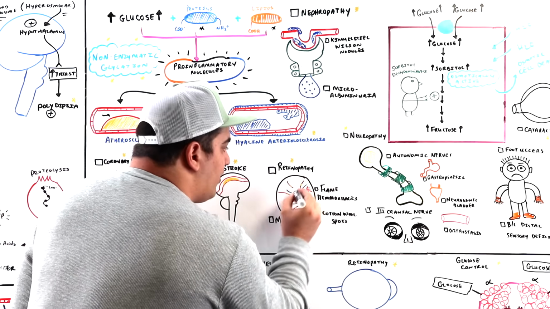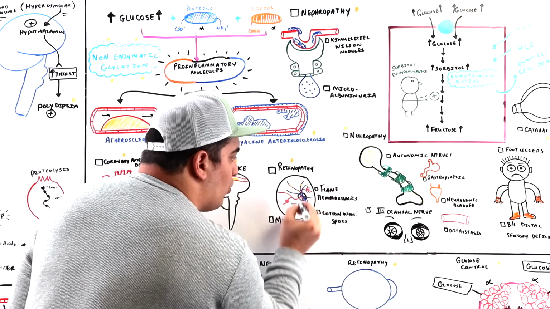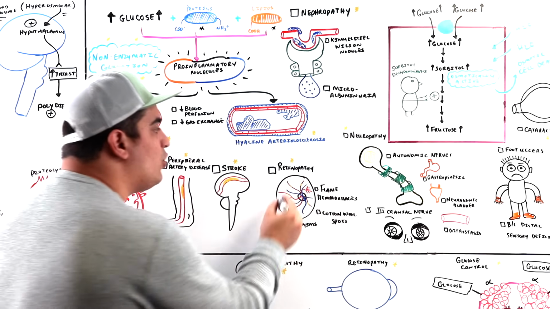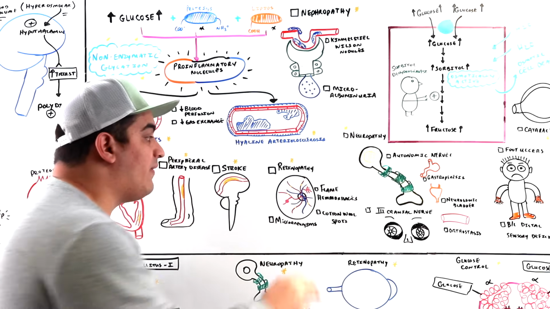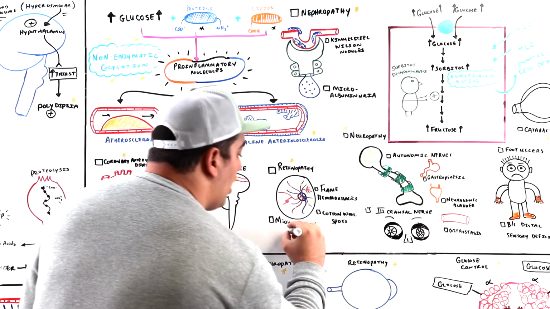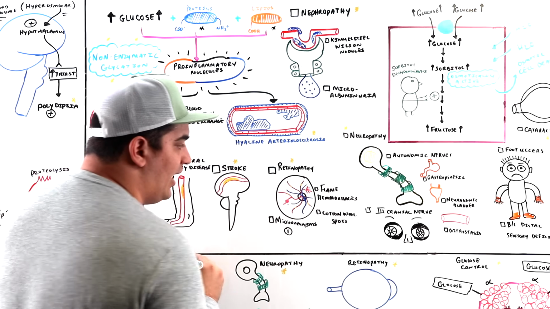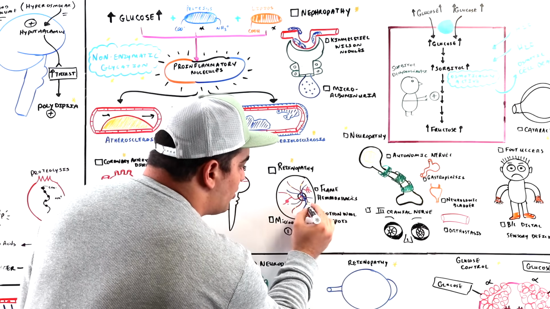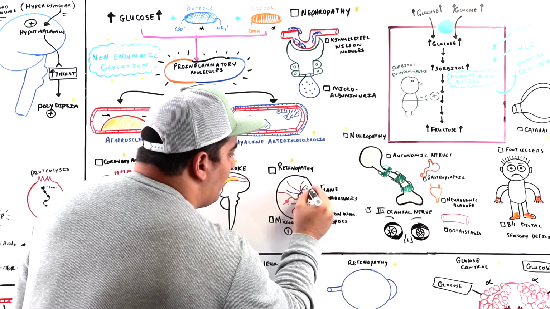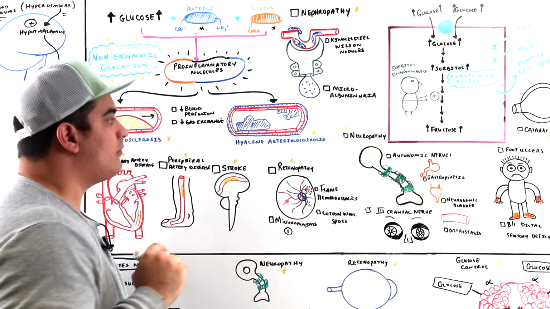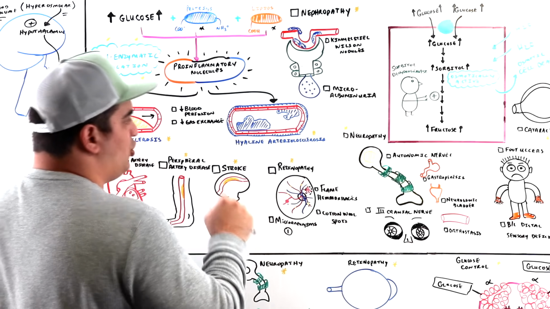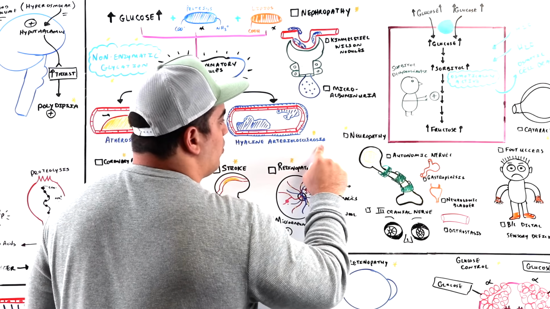Now, another thing is that this can affect the vessels within the retina and lead to what's called retinopathy. And three high-yield things that are classified with diabetic retinopathy are microaneurysms, as we can see here, cotton wool spots, which we can see here, and flame hemorrhages, which we can see here. And these affect vision.